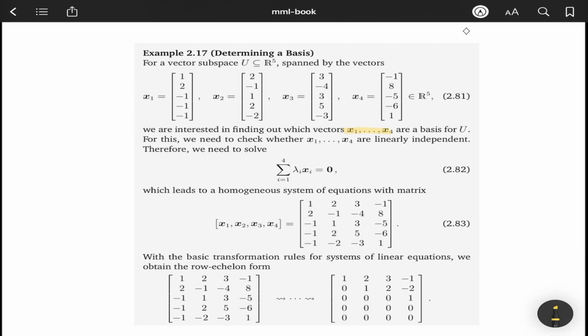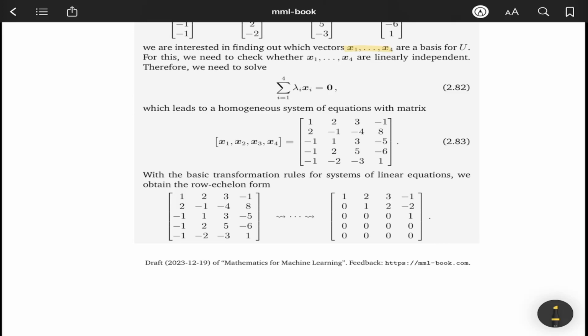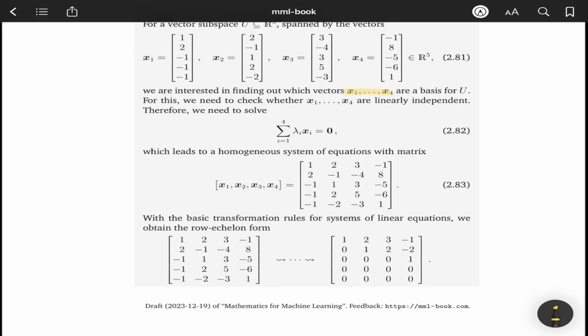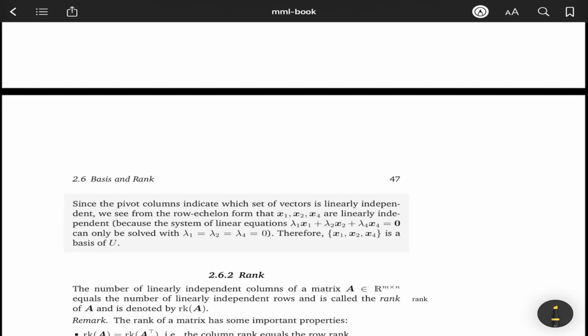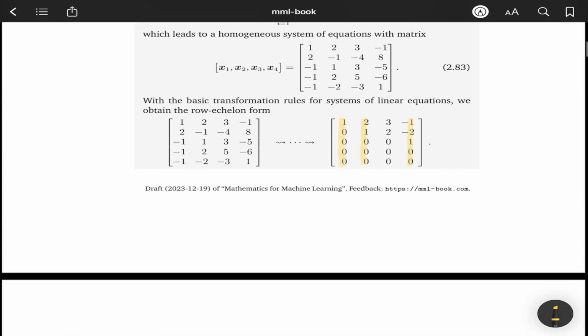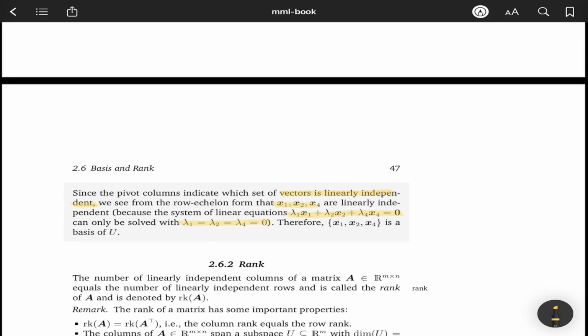So they write it down as a matrix, and then they do the transformation. Now, from this transformation, we can see we have a pivot column here, a pivot column here, and a pivot column here. Since the pivot columns indicate which set of vectors is linearly independent, we see from the row echelon form that x1, x2, and x4 are linearly independent. Because this equation can only be solved when those lambdas are 0. Therefore, x1, x2, and x4 is a basis of U. Okay, so yeah, that makes sense.